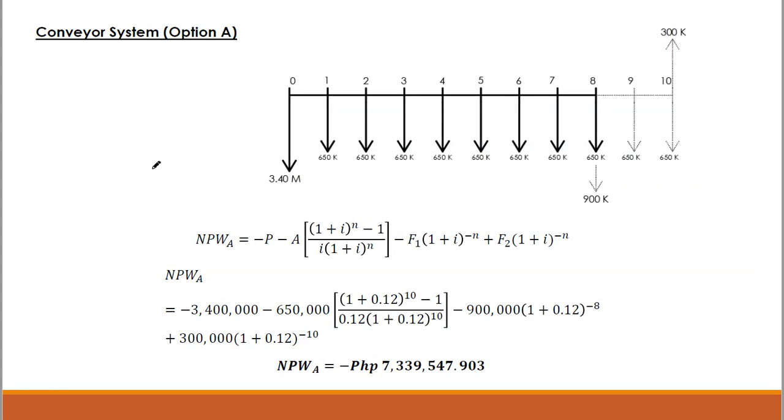Okay, so yung conveyor system natin, good for 8 years siya. So meron tayong initial investment na 3.4 million and then we have annual operations and maintenance cost at 650,000. And at the end of 8 years, magkakaroon tayo ng overhaul para magamit ulit natin efficiently yung conveyor system. That would cost 900,000 pesos and annual operations and maintenance costs will continue to be 650,000. And at the end of 10 years, meron tayong salvage value na 300,000 pesos.